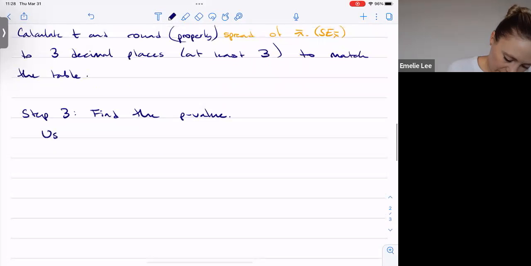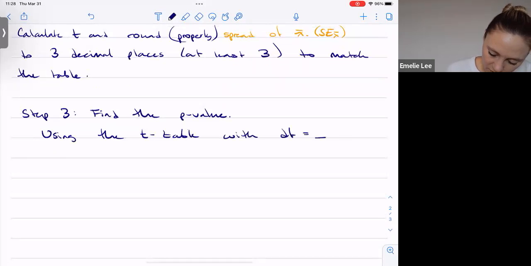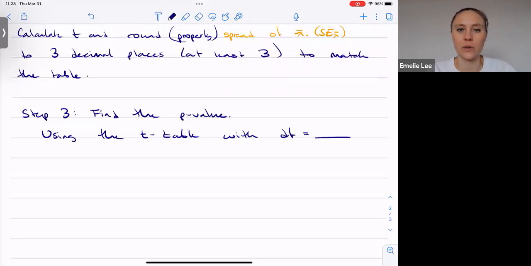How you're going to structure this is you're going to say using the t-table with degrees of freedom equal to something, right? And then if you end up having to round down, remember you always round down your degrees of freedom. We talked about that and why last day. So you don't want to assume you have a larger sample size than you actually do. So you show how you find your degrees of freedom here.